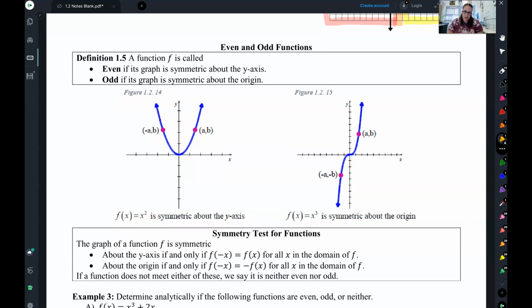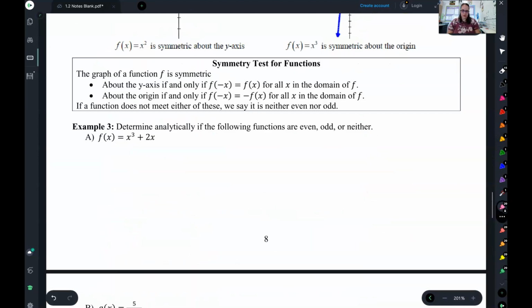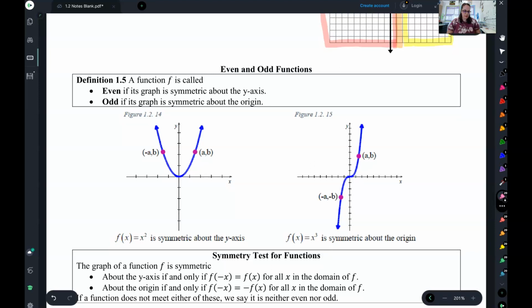Even and odd functions. Let's start with some definitions. So we have, whoa, calm down, computer. Let's use blue and purple for this one.